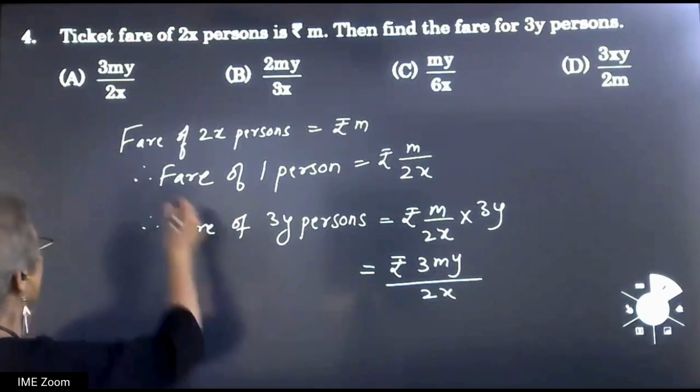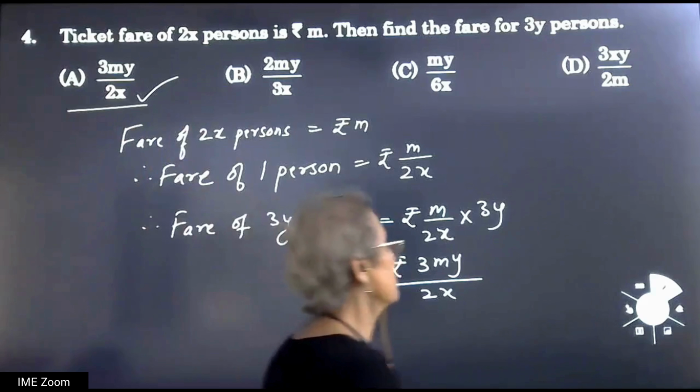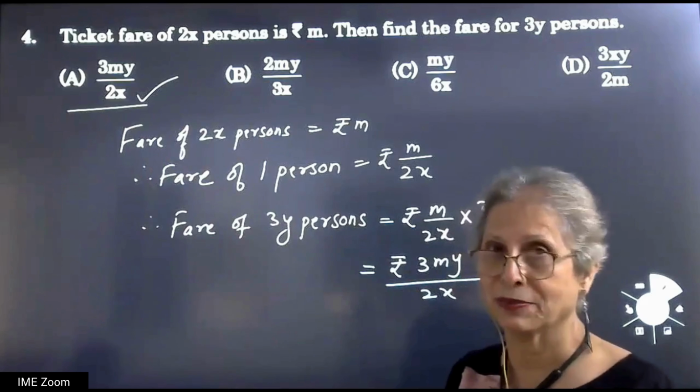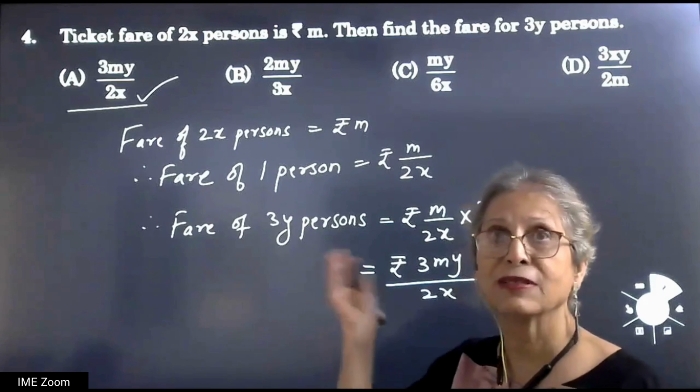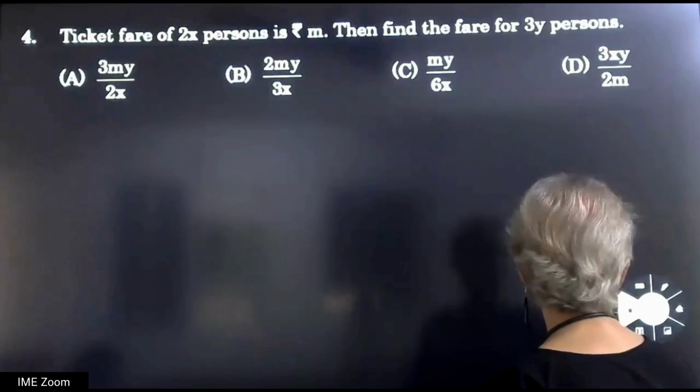3M upon 2X. Correct. This is the answer, Option A. So these last three sums were almost the same, only instead of numbers, alphabets were used. Okay, now let us see, is there any other?